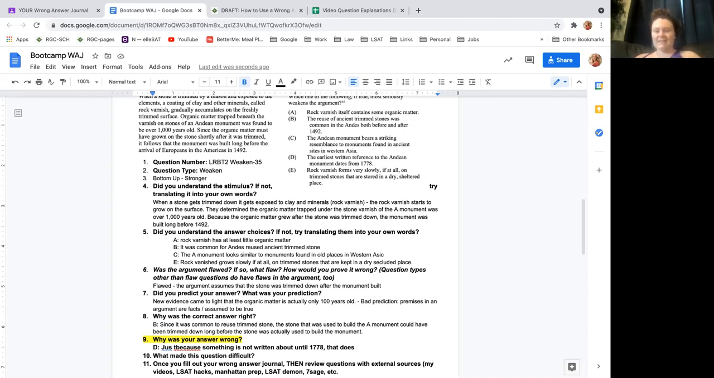Or if C was my answer, the Andean monument bears a striking resemblance to monuments that were built in ancient times. Well, I would be like, oh man, maybe I thought this would actually strengthen it, like it was built a long time ago because it's similar. But just because something resembles it, maybe I could build something today that resembles something from ancient times. That has nothing to do with whether or not the monument was built before the Europeans arrived in America in 1492.